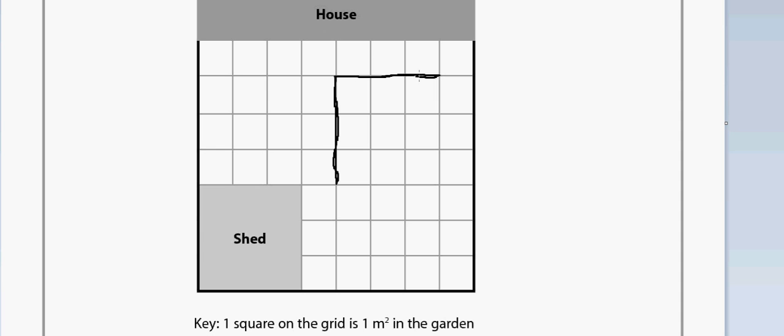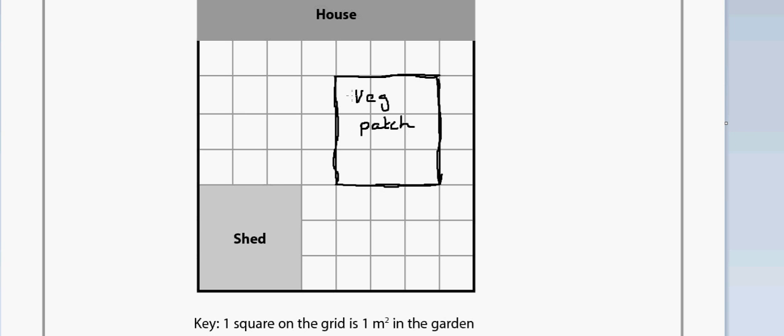So these 3 squares are 1 meter away from the house, so that's okay. And these 3 squares here are also 1 meter away from the fence. So I can put my vegetable patch in here. So if I just write veg patch, so the examiners can see what I'm doing.